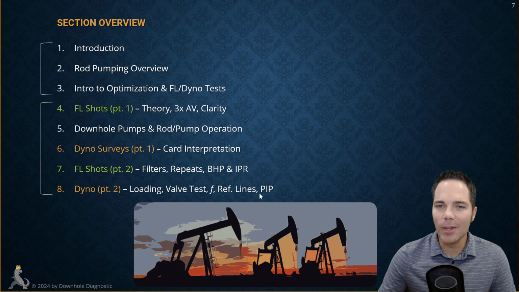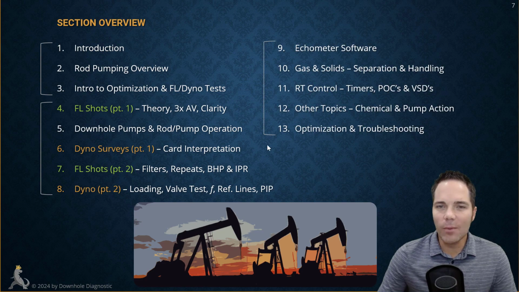And then we're going to look at how a dynamometer card can approximate what the pump intake pressure is. Typically, we're calculating the pump intake pressure from a fluid level shot, but you can also approximate it from a dynamometer card, and this is pretty important to understand how it works and when it's accurate and when it's not accurate. So after that, we're going to go to the third grouping of sections right here.